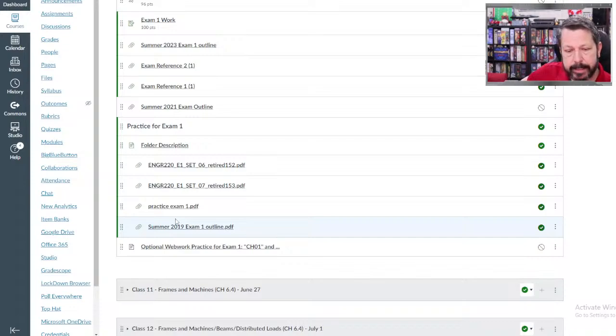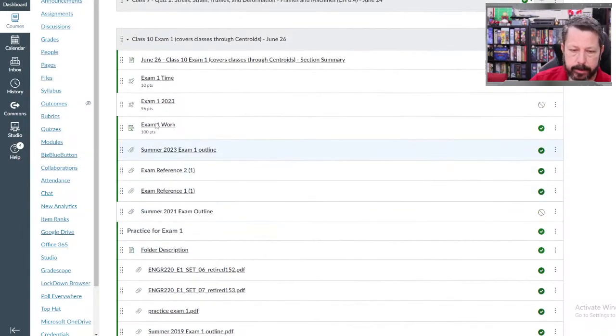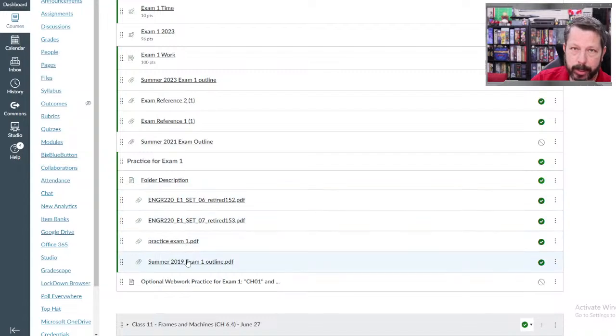But you can look at these. These are in the class 10 on Canvas. You can look at those for examples of problems you can work through.